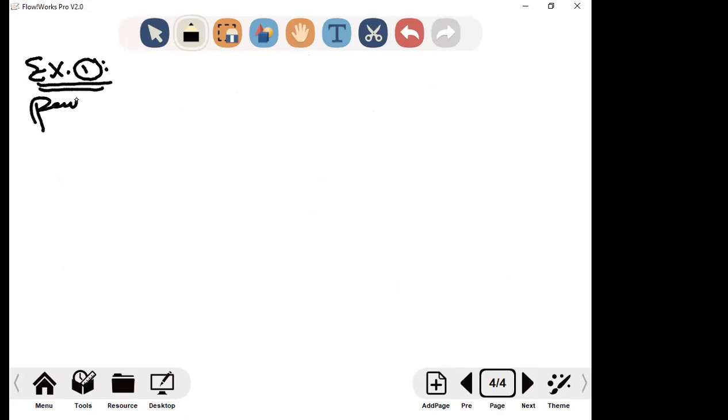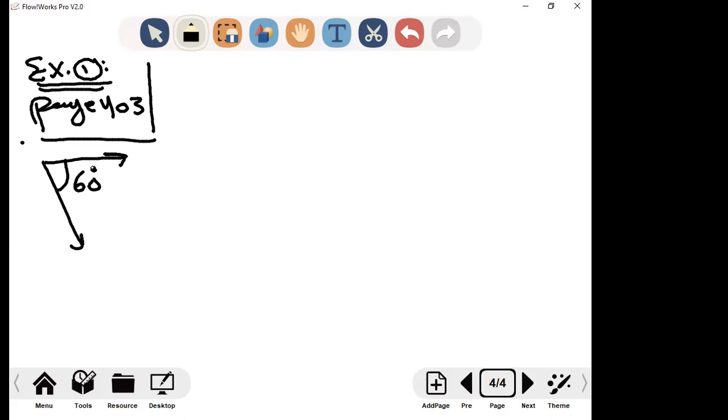Page 403. Let's read the example together. Give the measure of the angle that is complementary to the given angle. What's the given angle? 60 degrees. So here, this is given. We have two angles. One is given, and the other one, we want to know it.